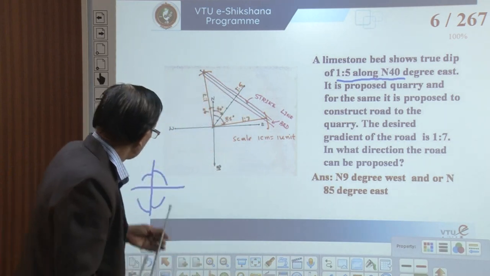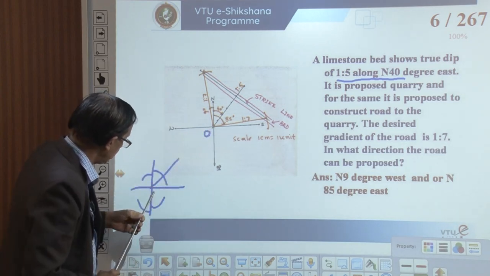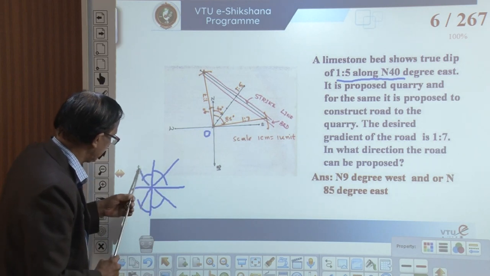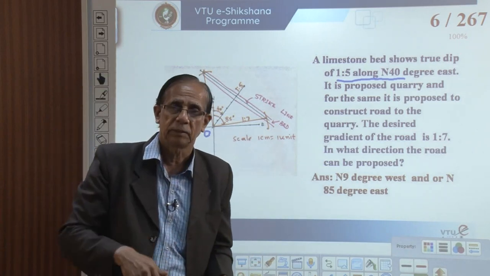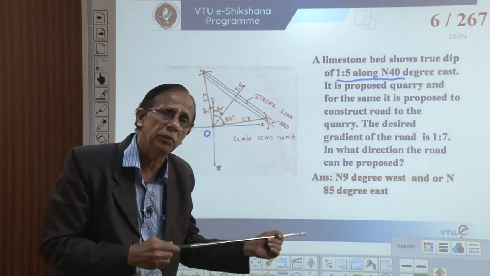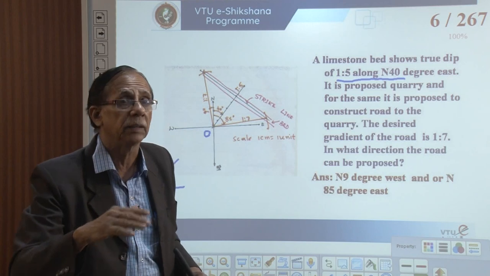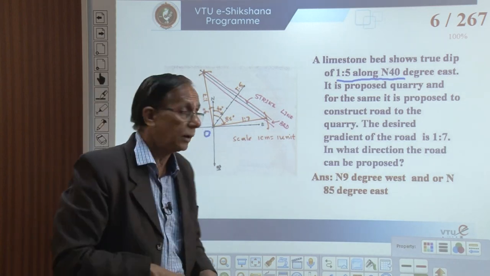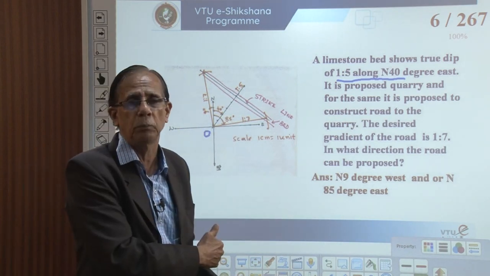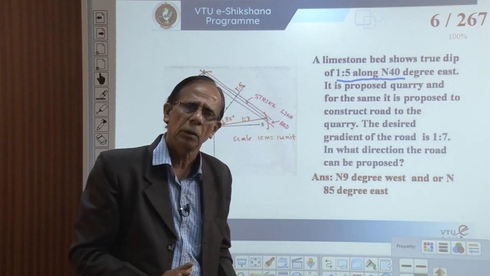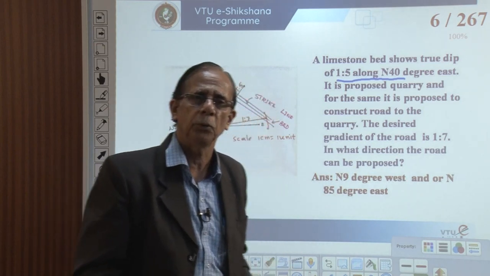From the center O, if I move away from the center like this, they define the gradient. Thus, it is a simple geometric figure. I give the concept of dip and strike, a direction and an amount, then use this geometry to reconstruct my problem to address some engineering issues like a road. Problem clear. Now how do I do this?